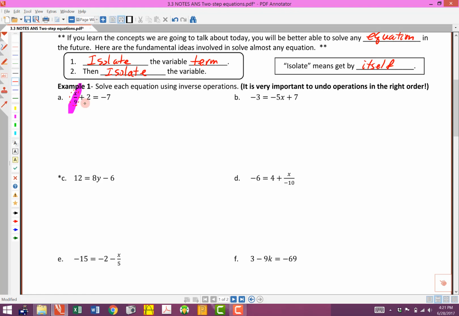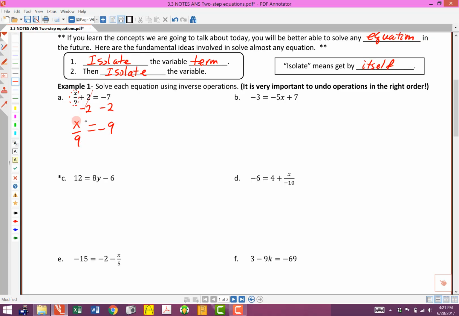So we want to undo the adding 2. So we are going to subtract 2 from both sides. So if I do that, these are going to cancel each other out. They're going to cancel to be a 0. On this side I end up with a negative 9, and remember over here we didn't touch that at all. We were isolating the variable term. So here's that variable term that we got by itself.